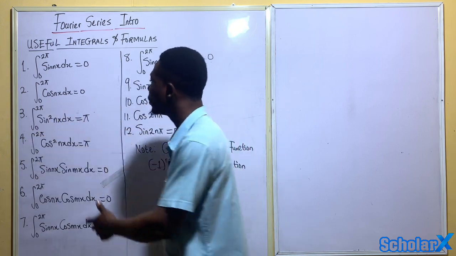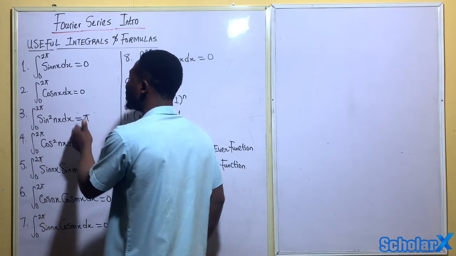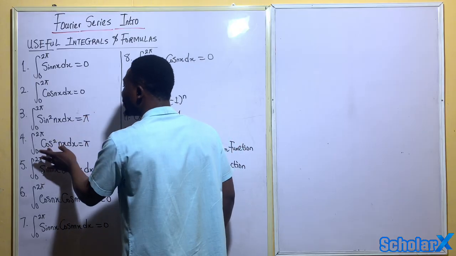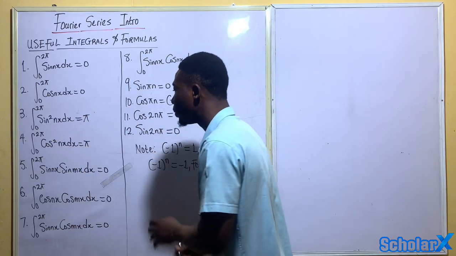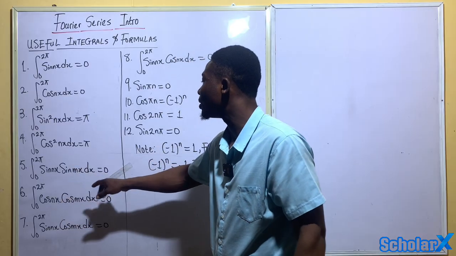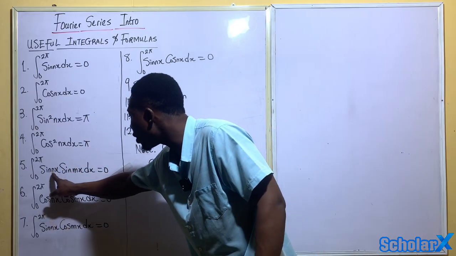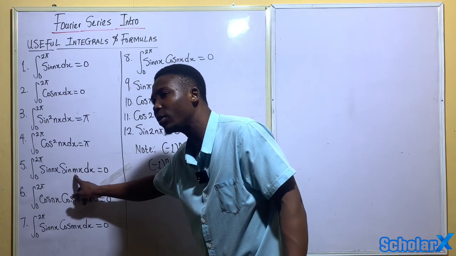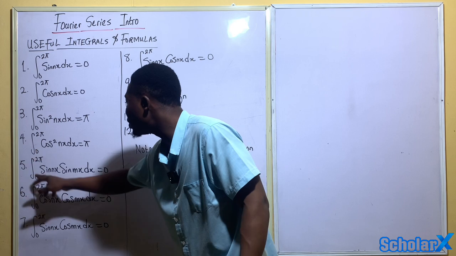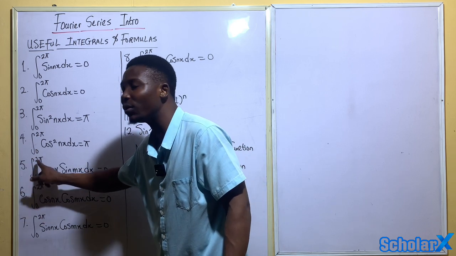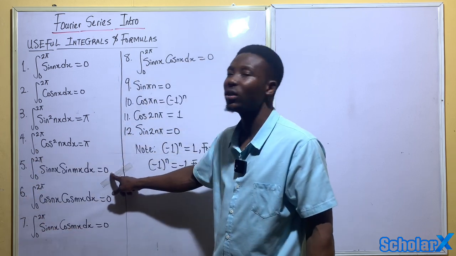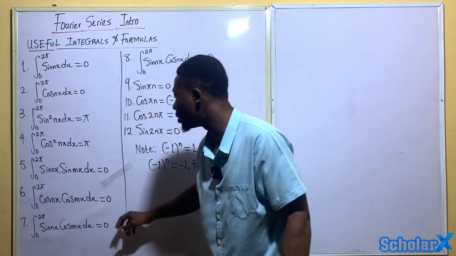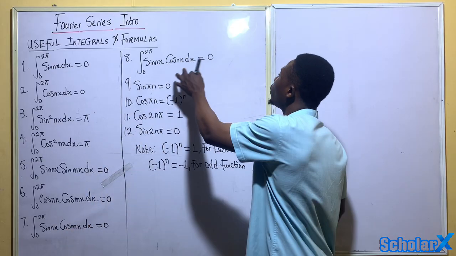And then the integral from 0 to 2 pi of sine square nx dx is equal to pi, and the same for cos square nx dx, which is equal to pi. For sine nx sine mx, the coefficient here is different from the coefficient here. So n can be 2, m can be 3 or 5 or any other number. But if you integrate this over the interval from 0 to 2 pi, you're going to have 0. The same for this, this, and this.